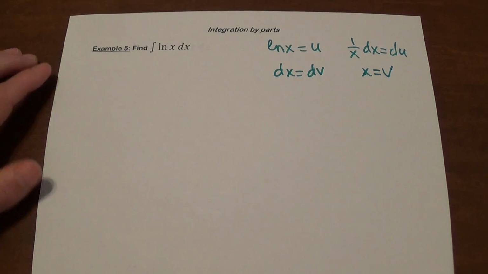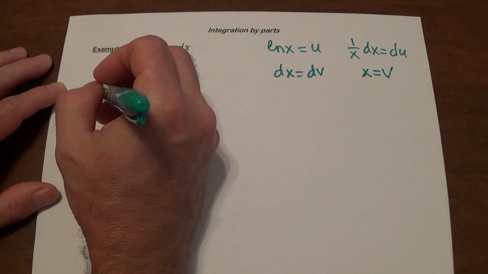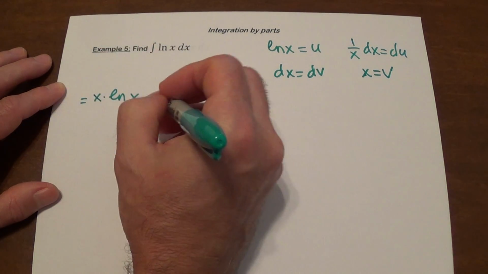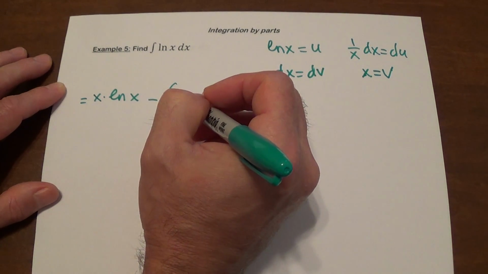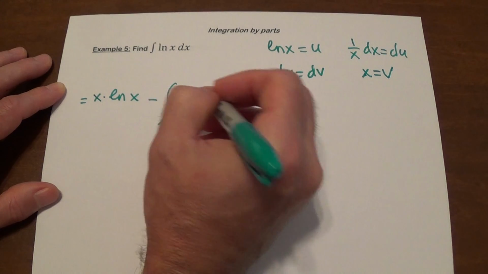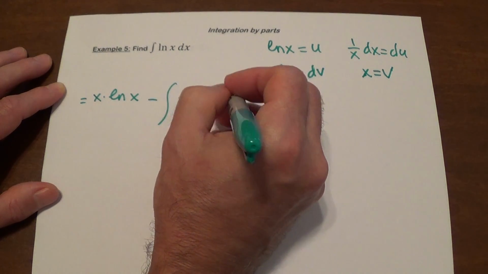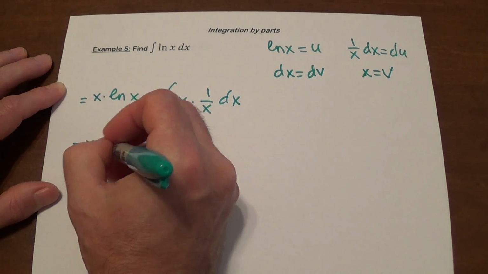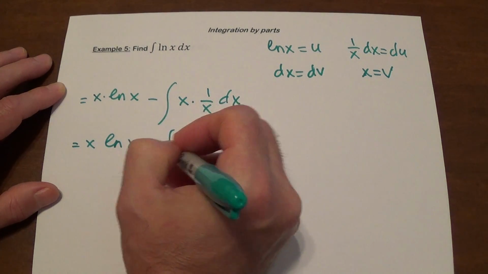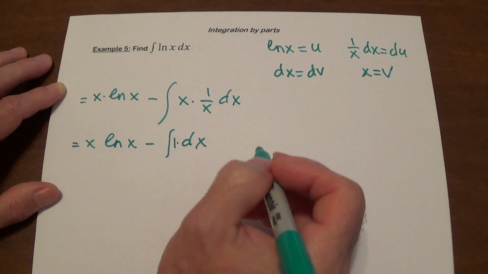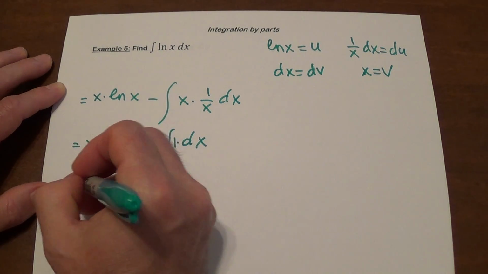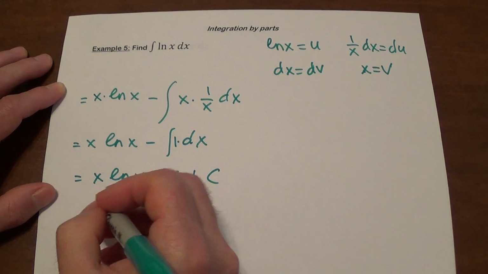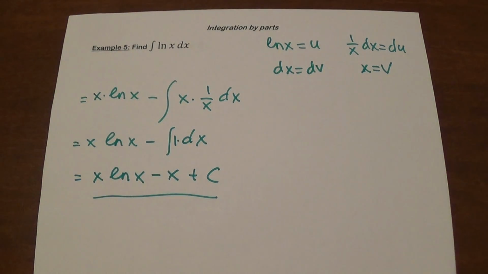Okay? So when I rewrite that, I am going to get the following. So uv, which is going to be x times ln x, minus the integral of v du. So v is x, du is 1 over x dx. So this can be simplified. Going to have x ln x minus the integral of simply dx, or 1 dx if you want. And that should be easy. So we're getting x ln x minus x plus c. So it does work for problems like that as well.